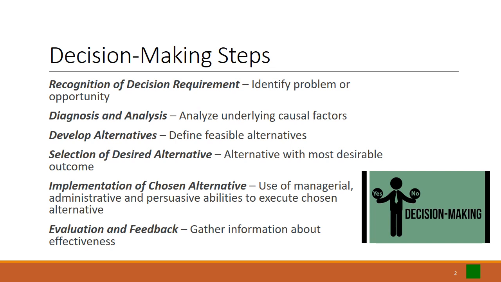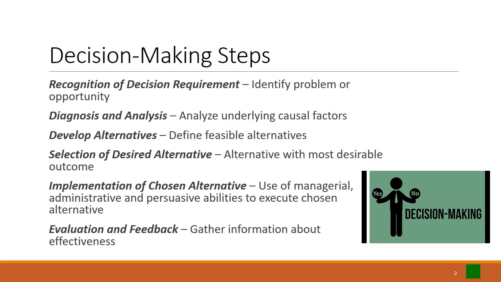We've looked at decision making from several different angles, so let's take a final look at the steps involved in making a decision. Firstly, there's the recognition of a decision that needs to be made. Here we need to identify the problem or opportunity that is presented. Secondly, diagnosis and analysis. We need to analyze what the causal factors are influencing the decision before us. Thirdly, we need to develop alternatives. What are our feasible options that we can choose between in making this decision?